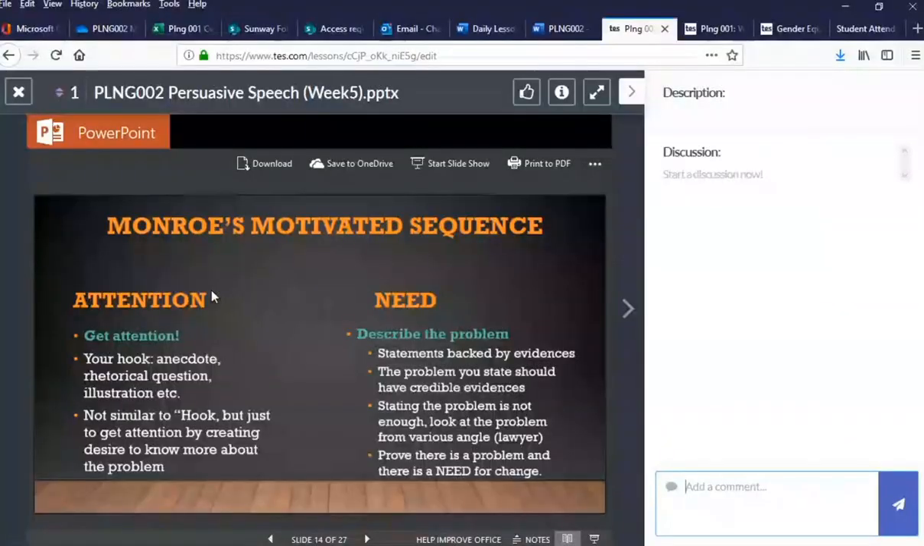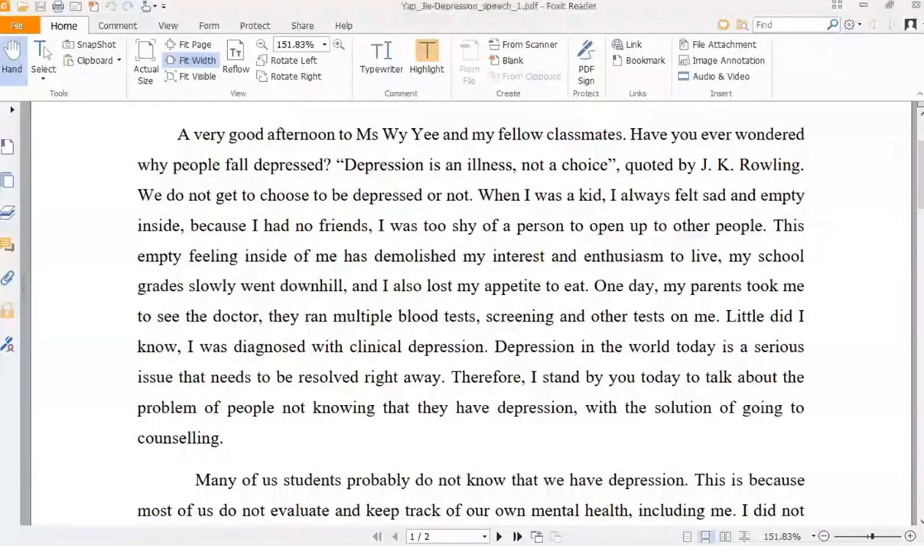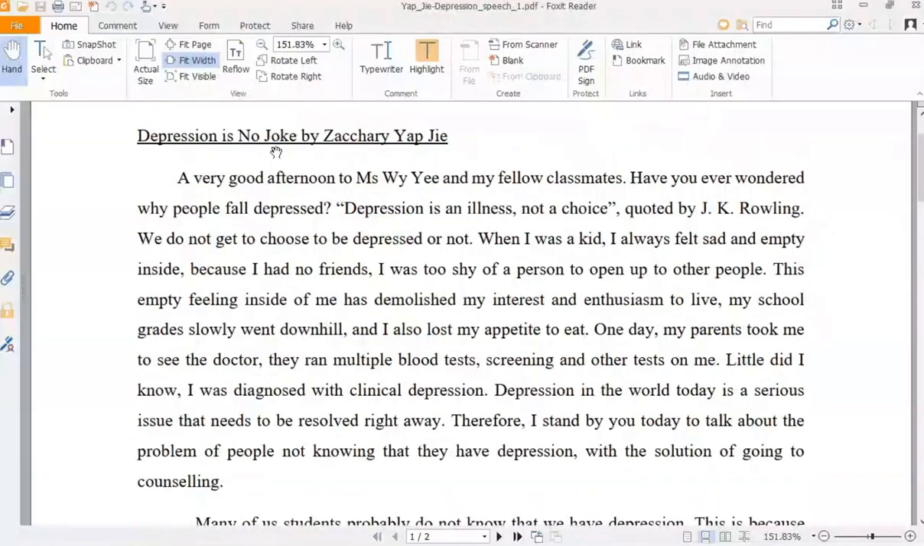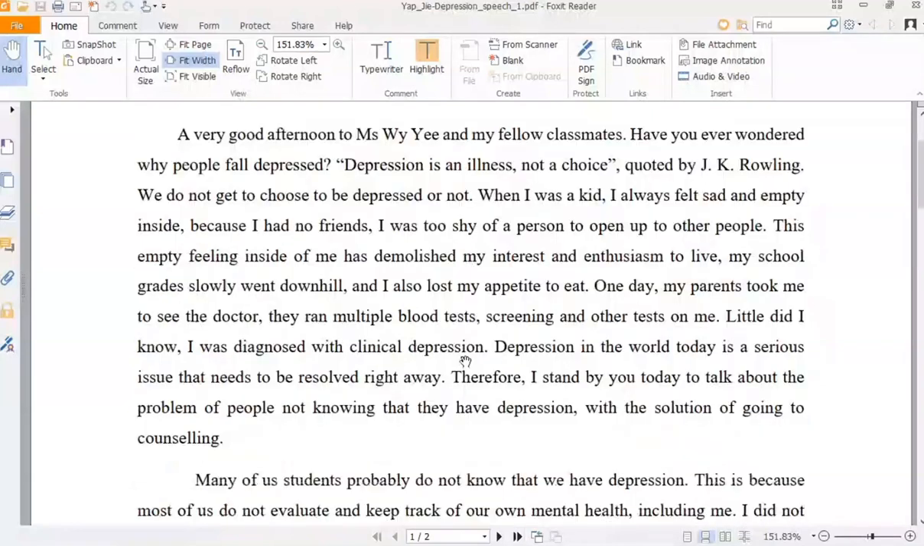Okay, so as you can see here, this is the attention. It is to create the desire to know more about the problem. So this boy here, Zachary, came up with this topic. Last time we allowed students to choose their own topic. So he came up with this topic where depression is no joke. He had depression, so he talked about himself, to create attention so that the audience wants to listen to what he has to say. Then he presented his thesis statement here.